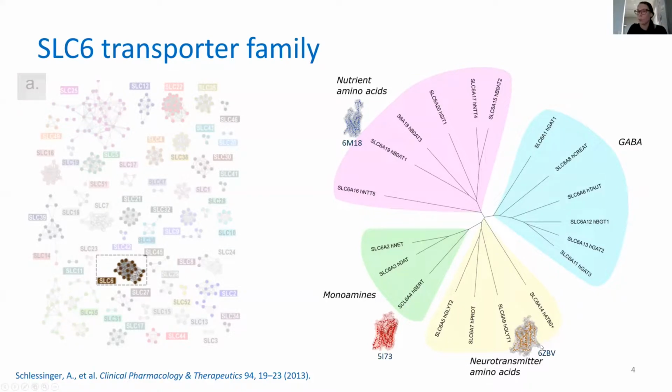Here, recently, there was a little breakthrough. Last year, we also got the structure of those transporters. This is the structure here of the glycine transporter 1. Glycine transporter 1 is a particularly interesting target for treating schizophrenia.